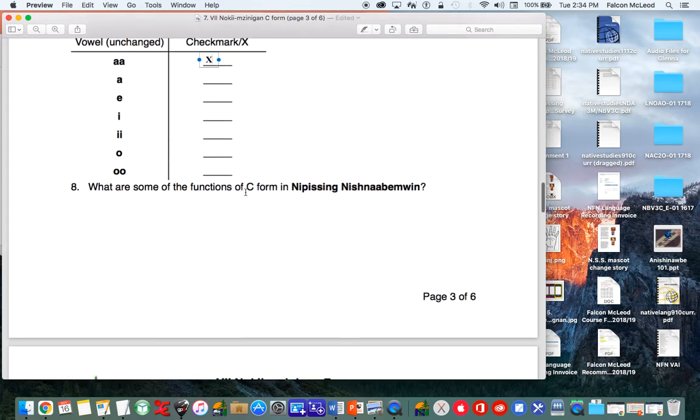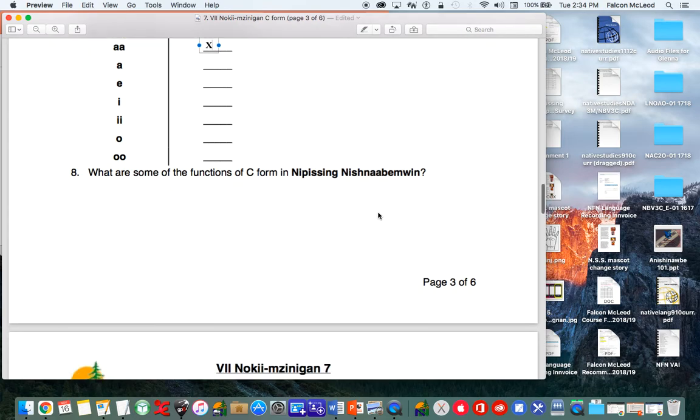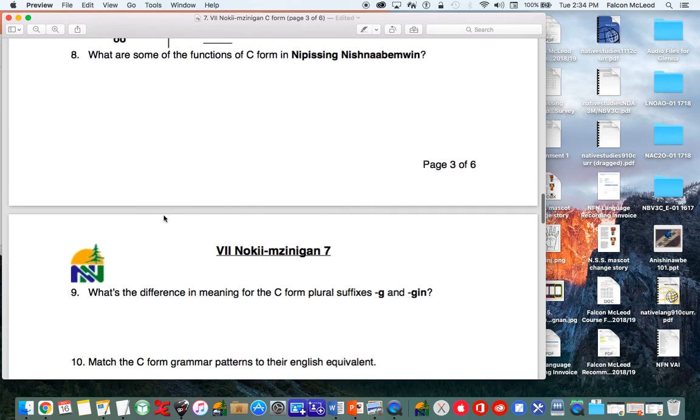What are some of the functions of C form in Nipissing Nishnaabemwin? So we talked about changing one thing to another. In today's lesson, we also covered 3 grammar patterns that C form is used for. So what are they? If you don't remember, again, go back to the lesson. It's covered there. All right, so what's the difference in meanings for the C form plural suffixes G or GIN? So which one do we use? When do we use G and when do we use GIN for C form?